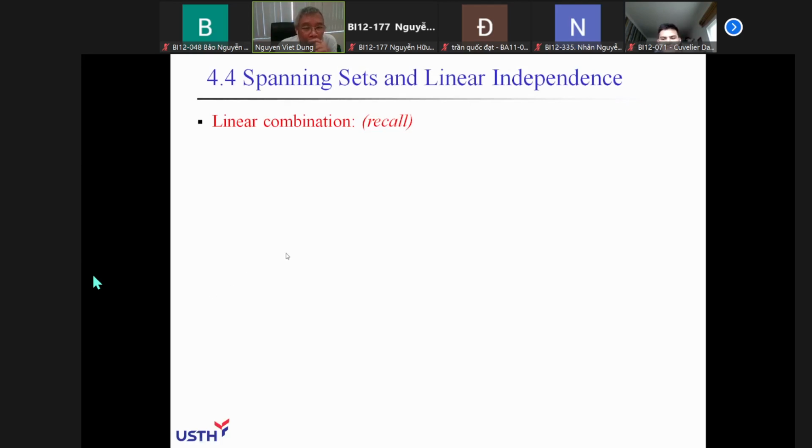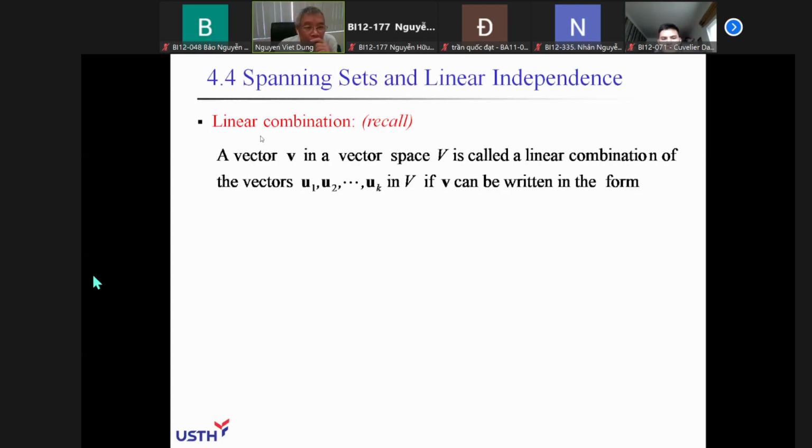So now in order to define those things, first I recall to you the notion of linear combination. A vector V is a linear combination of U1 up to UK if V can be written as a sum of that in this form, where C1, C2 up to CK are numbers or scalars. That is the notion of linear combination we studied from last week, and I remind you today in a short review.